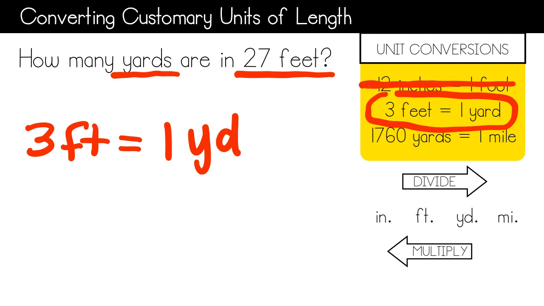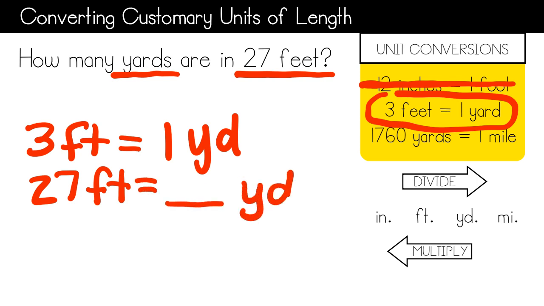Now let's write down what information we have in our problem. We have 27 feet. Notice I'm lining up the feet with the feet. 27 feet equals how many yards? So now let's look. We're going from feet to yards. When we're going from feet to yards, are we going to multiply or are we going to divide? Let's look at which way our arrow is going. We are going to be dividing.